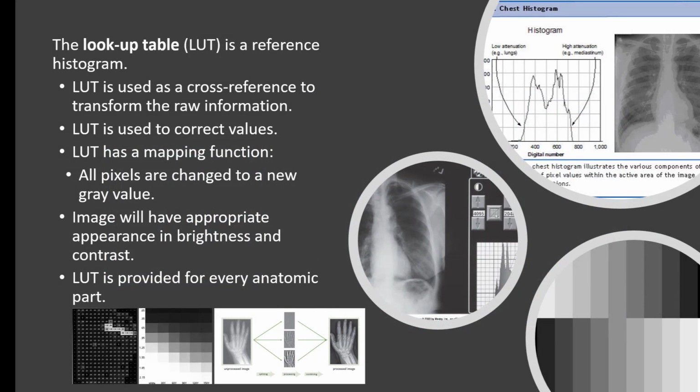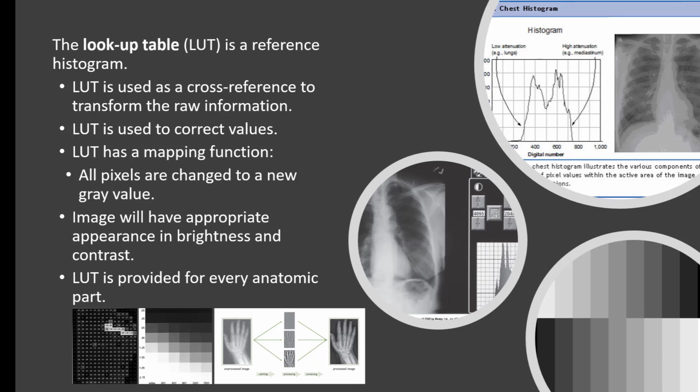Remember, we had different kinds of histograms we use in medical imaging. Well, one would be for tone scaling, which we see, and the other would be the lookup table. The lookup table is a reference histogram. The lookup table is used as a cross-reference to transform the raw information. The lookup table is used to correct values. The lookup table also maps those values to a specific area.